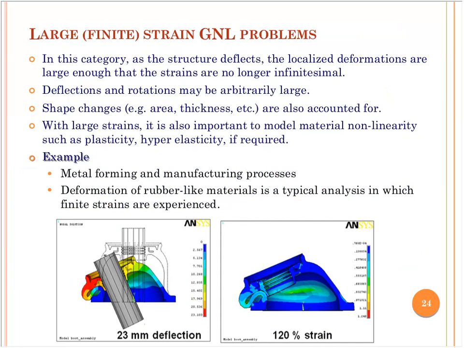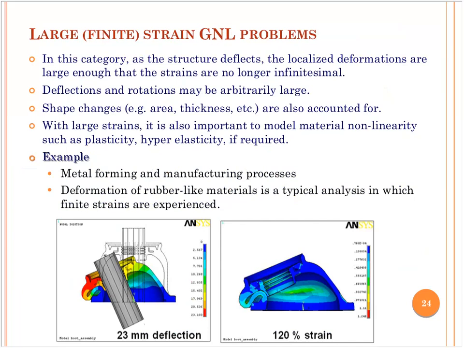Let us look at large strain or finite strain problem. This is the most dominant category wherein your structure can really deform its shape to a large extent, such that we cannot ignore the shape changes that are happening. In this category, the deflection and rotation can be really large, not necessarily small.